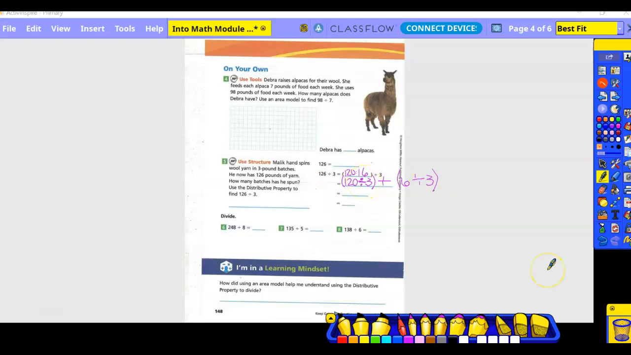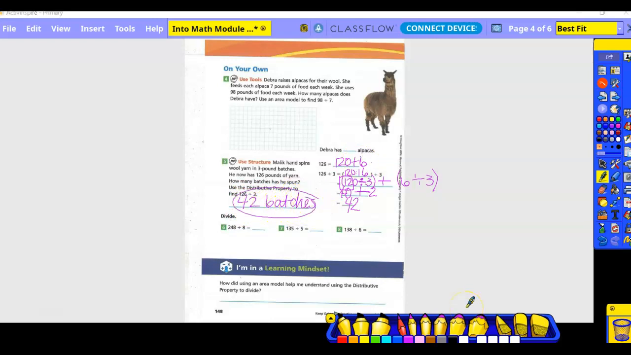Okay, so now it's time to divide it out. So I put the 12 in a box. 12 divided by 3 is what? 4, and add a 0, plus 6 divided by 3 is 2. So 40 plus 2 is 42. Okay, and then up here, I should have written the 120 plus 6. Okay, so our answer is 42 batches.